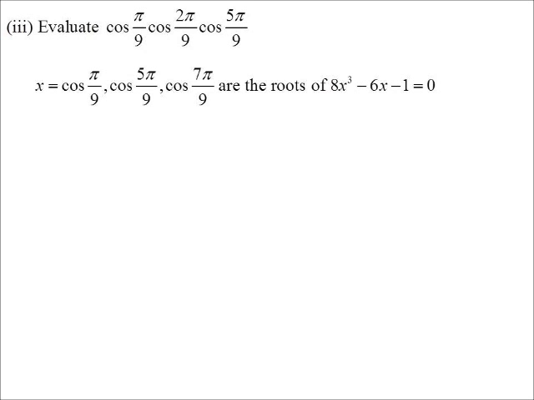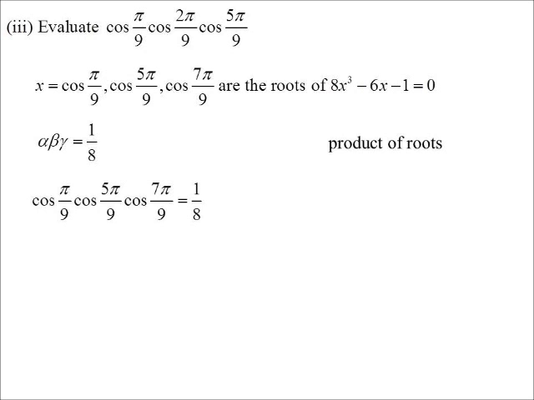So we know these cos are the roots of 8x cubed minus 6x minus 1. The product of the roots for our equation will be 1 on 8. So therefore, cos pi on 9, cos 5 pi on 9 times cos 7 pi on 9 is 1 on 8. Well, that's not quite what we want. We want 2 pi on 9 and 5 pi now.